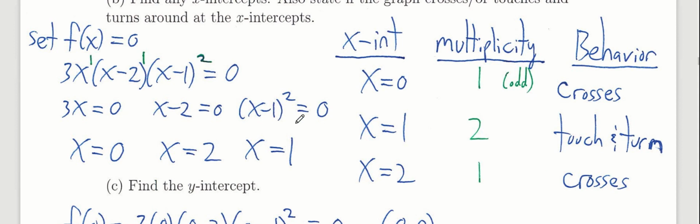If you have a 0 or an x-intercept, for example, x equals 1, that comes from a factor with an even exponent, we call that a multiplicity of 2, or an even multiplicity. What happens to the graph in that situation is it will touch the x-axis, but it will not cross. It will actually touch and turn.